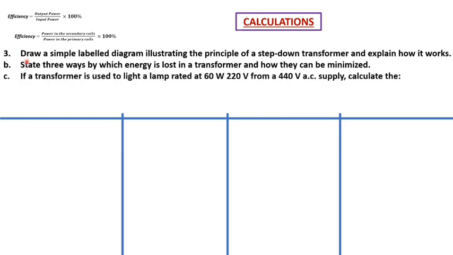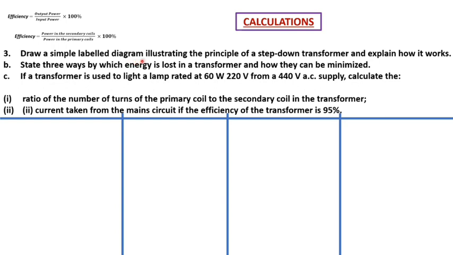Next, 3. Draw a simple labeled diagram illustrating the principle of a step-down transformer and explain how it works. So I'm going to draw a step-down transformer. Basically, I'm going to draw an iron core, a soft iron core. Okay, this will represent my soft iron core. Then we are to use it to make a step-down transformer, meaning that we are going to have a higher number of turns in the primary coil, and we are going to have a lesser number of turns in the secondary coil.